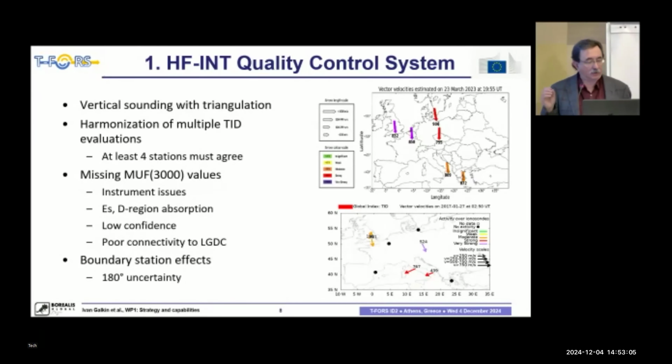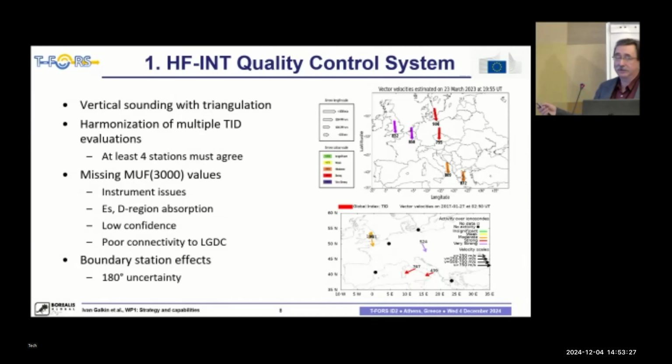So triangulation. First, there are multiple triangles you can make, right? This is a beautiful example. Look, all of them are in very good agreement about what is happening. There's a significant event, large velocities, all pointing very nicely, a traveling wave southward.